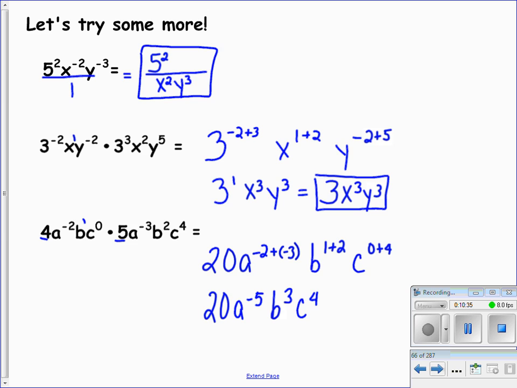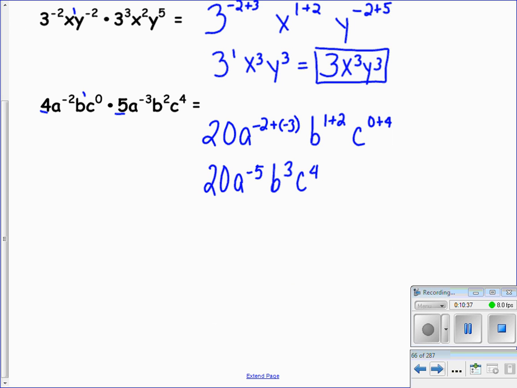Now taking a look at this answer, we're not in simplest form. I have a problem. I have an exponent that is negative. So I cannot leave it in this form. That is not in simplest form. So again, go step by step. The coefficient of 20 is fine in the numerator. Remember, this is really over 1. A to the negative fifth power, that's the problem. That is a negative exponent. Right now, he's in the numerator.